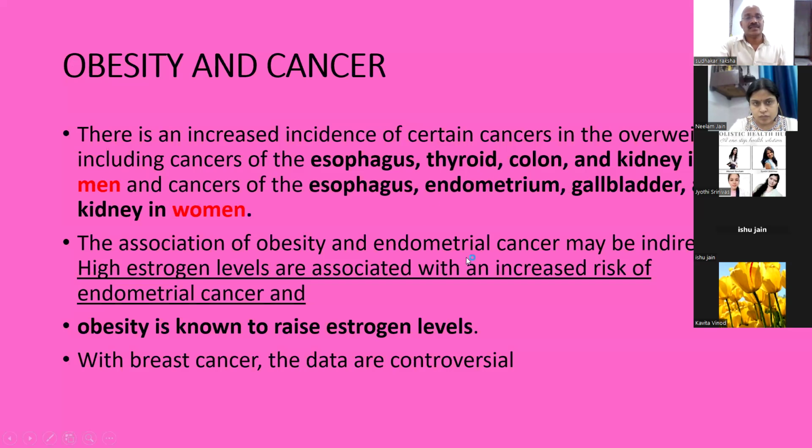So obesity and cancer. Obesity increases the risk of these carcinomas: esophagus, thyroid, colon cancer, and kidney cancer in the case of men. In the case of women, esophagus, endometrium, gallbladder, and kidney. These cancers are predisposed in case of obesity. When women are obese, there are high levels of estrogen. High estrogen levels predispose to the development of endometrial carcinoma.